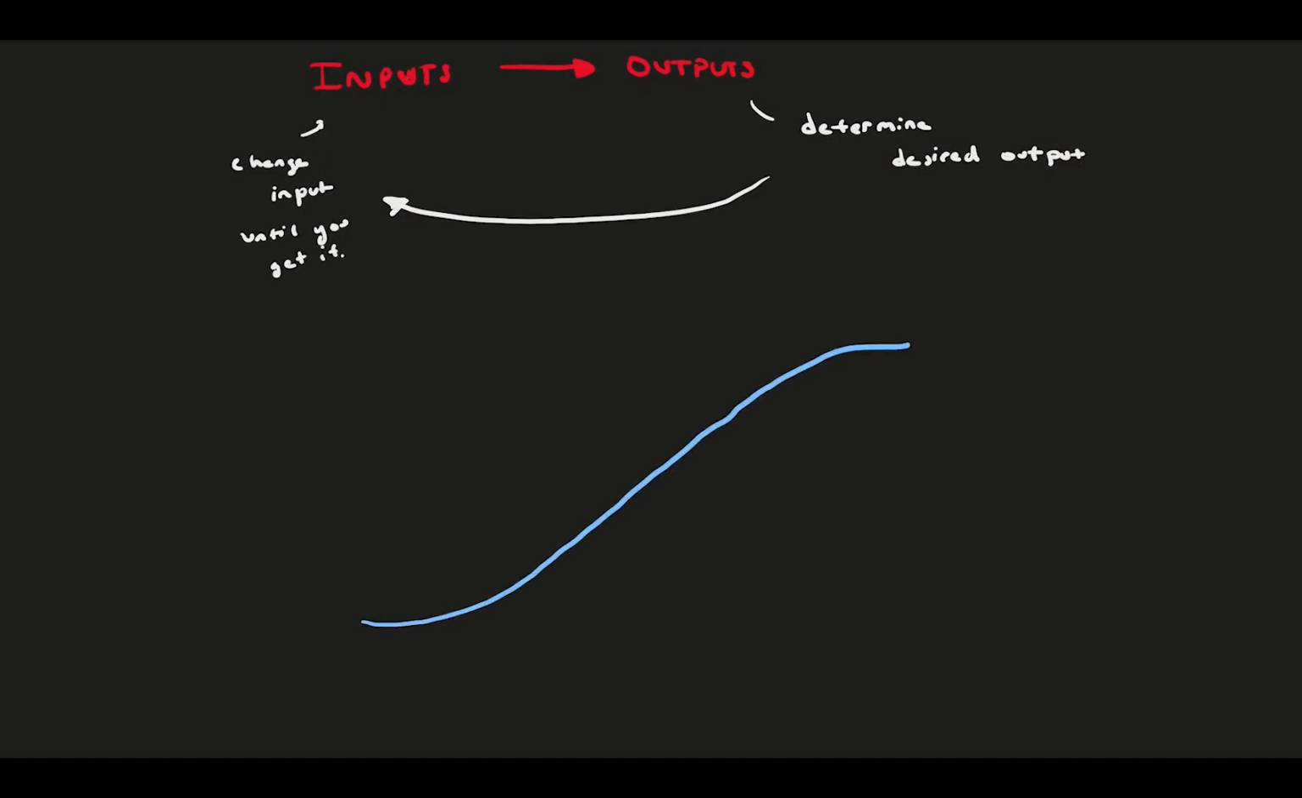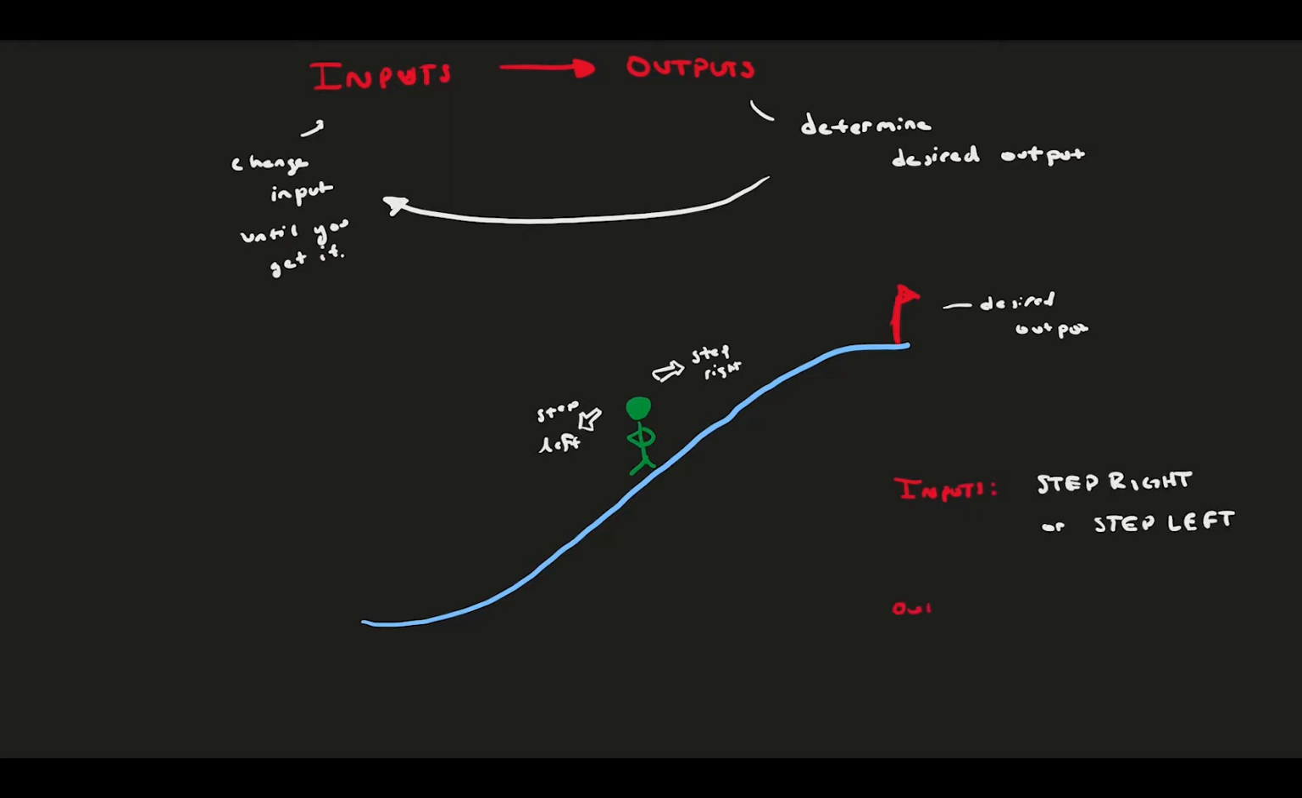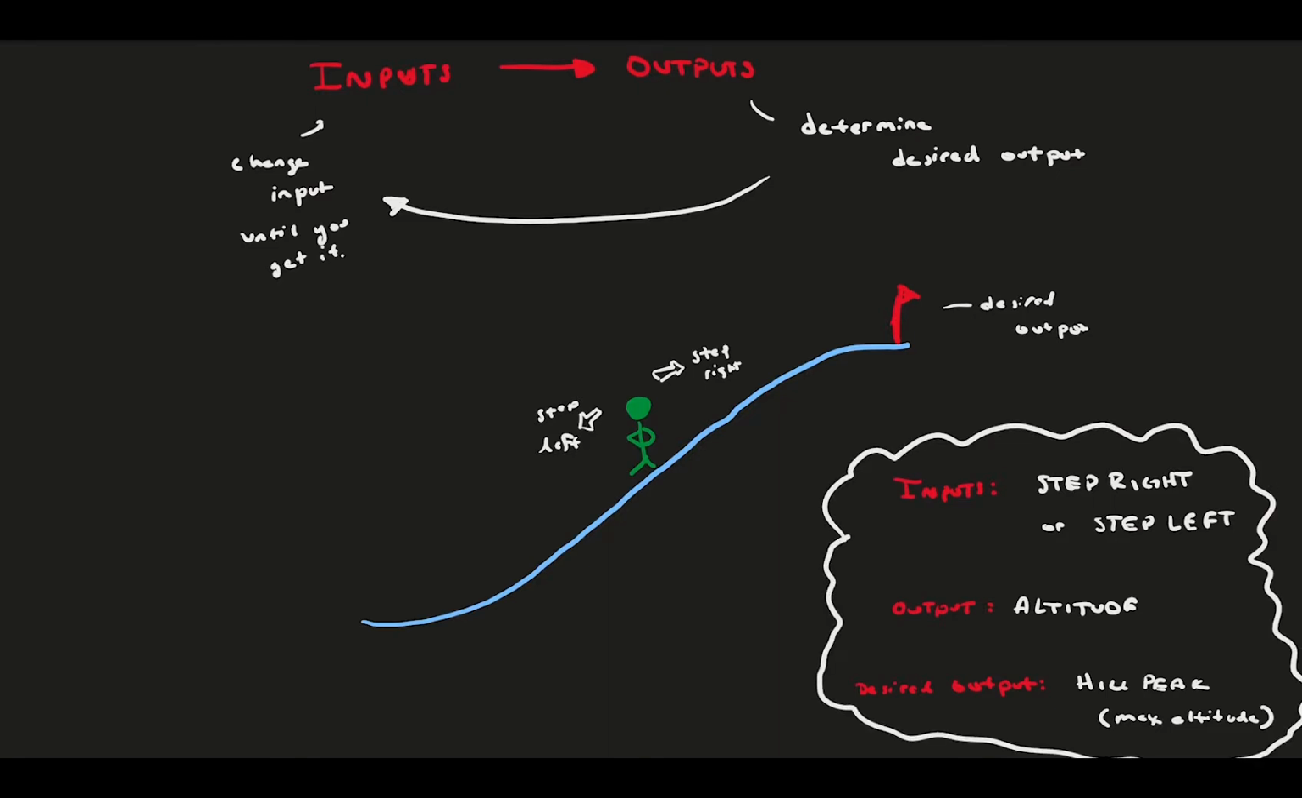Picture a person on a hill. This person's goal is to get to the peak of that hill. Their inputs here are the ability to step to the right or to the left. Their output is the altitude, and if they want to get to the top of the hill, then they have to maximize their altitude. It might seem pretty easy how a human could find the top of the hill, but what if you had to explain the procedure very basically to a robot?